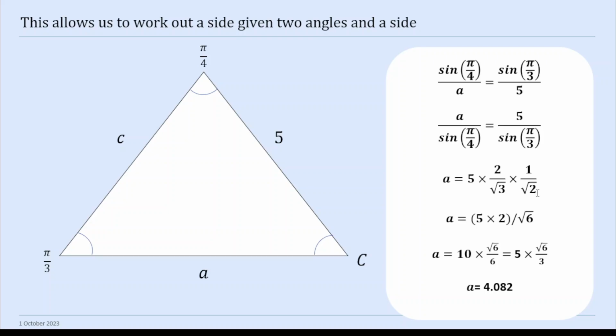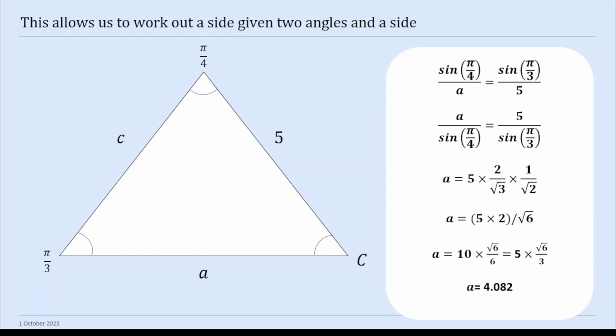If you're playing this at double speed or 1.5 speed on YouTube, it's going to seem really fast. I know I'm talking really fast. So a equals 5 times 2 over root 3 times 1 over root 2, which is 10 over root 6, or 10 times root 6 over 6, and then cancel 2 from the top and bottom, 5 times root 6 over 3, which when you calculate it is 4.082.